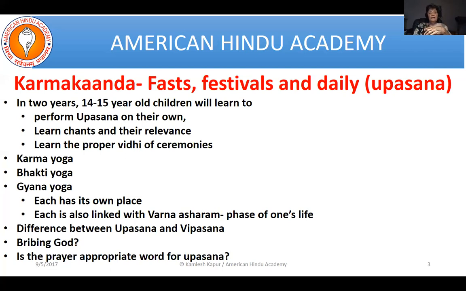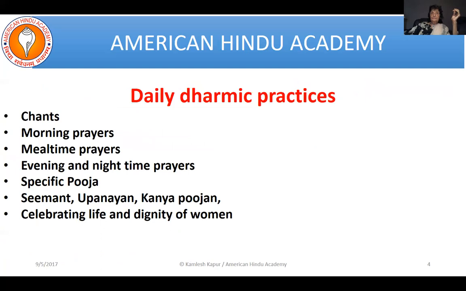Yes. Upasana, prayer is part of that. But prayer can be otherwise done without any symbol in front of us or without being in the temple. So let's see how a Hindu starts his day.